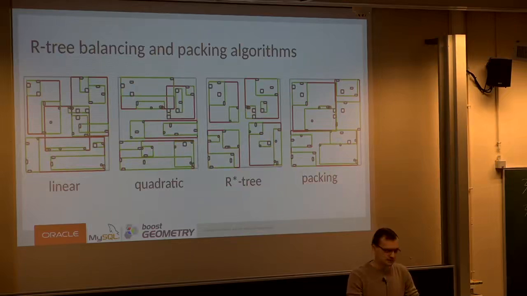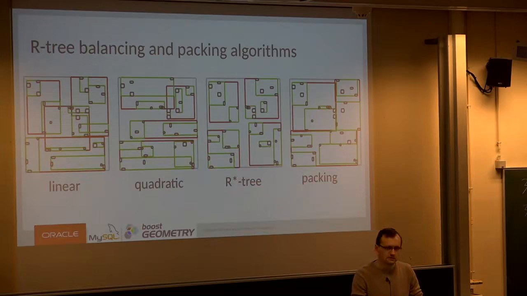So here are the examples of internal structures of R-trees created in different ways. Linear, quadratic, and R* versions are the ones created using a balancing algorithm, and packing is the packing algorithm we use. It's a version of the STR algorithm, so sort tile recursive variation. And as you can see, the internal structures are different.